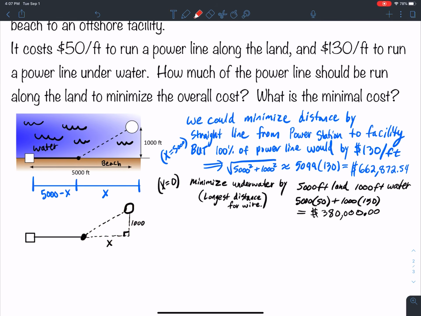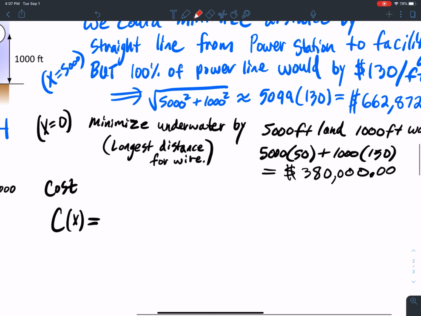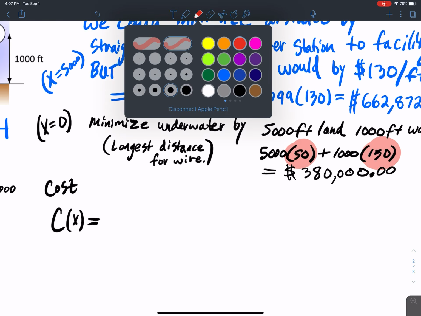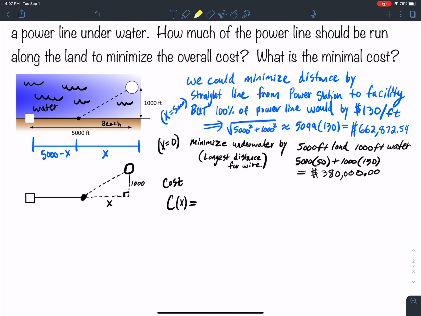So I just redrew the picture, and my cost function is what? If we go back to thinking about it, we're going to have some fixed cost of money here and some fixed cost of money here. The question becomes, what do we put in for the 5,000 and what do we put in for the 1,000? We already have an idea for this first part of what's on land.